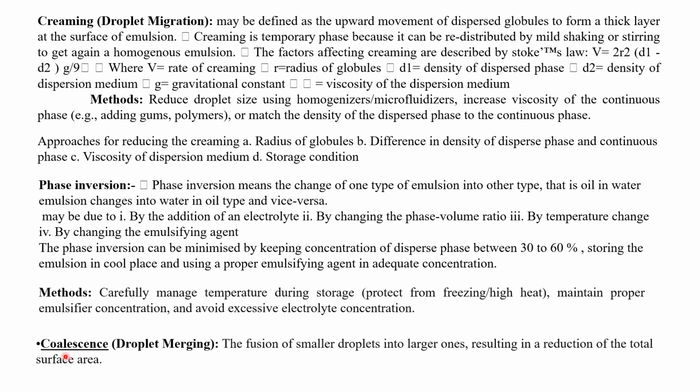One more problem that occurs with emulsions is droplet merging. It means agglomerates are formed, or fusion of the smaller particles occurs, by which the surface area will be reduced and emulsions may not be formed properly.